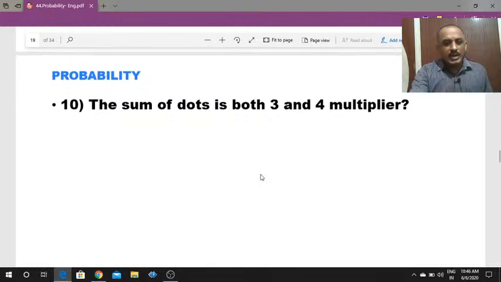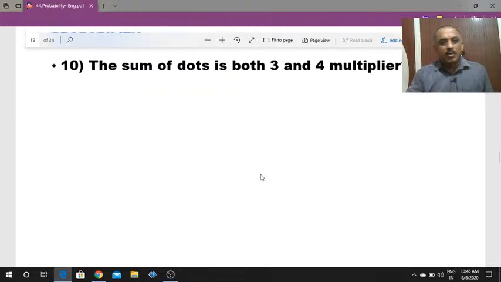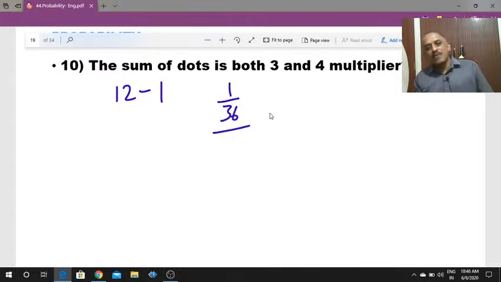Now, the next one is the sum of dots is both a multiple of 3 and 4. From 2 to 12, we have only one number, that is 12. Now, if the sum of dots is 12, how many possible outcomes are there? Only one possible outcome. Therefore, your answer is 1 by the total number of possible outcomes, 36.